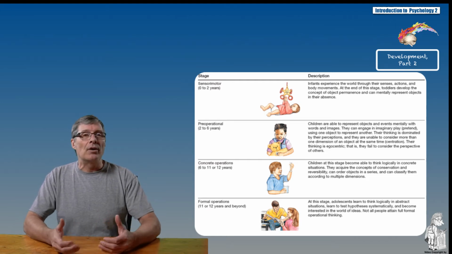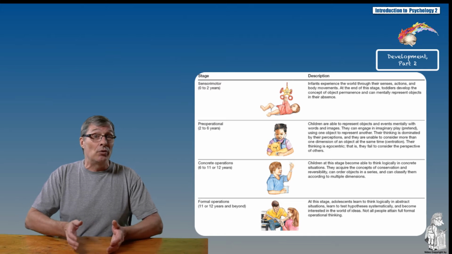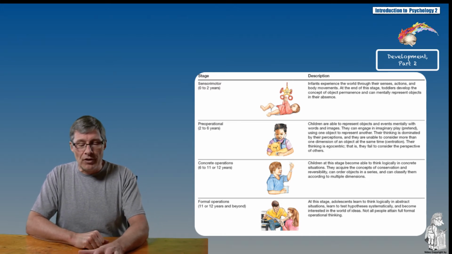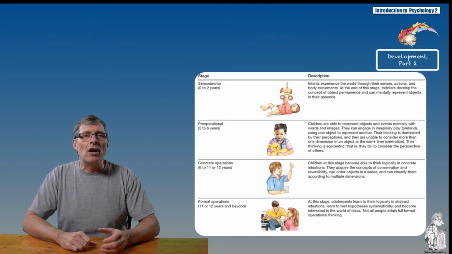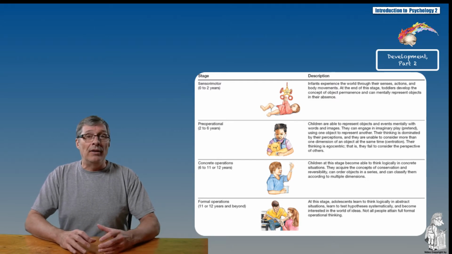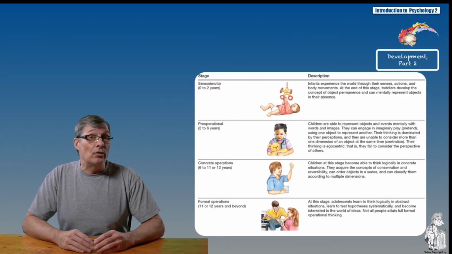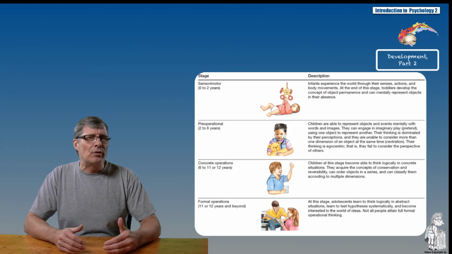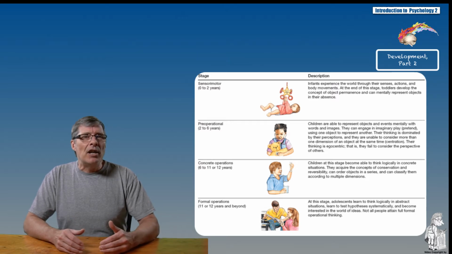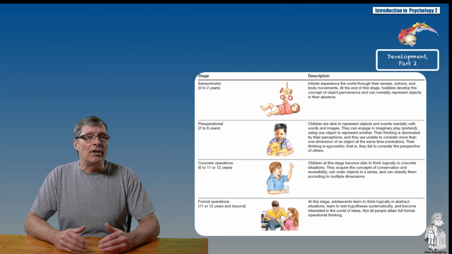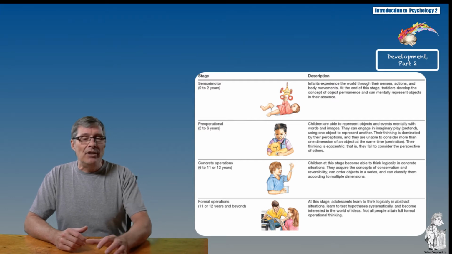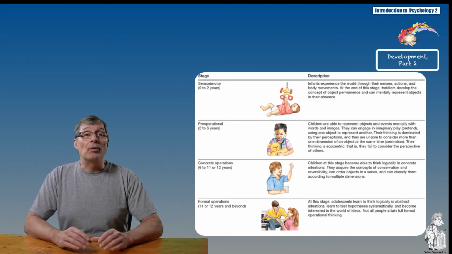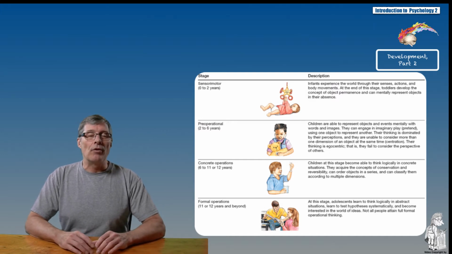Then we get into the concrete operations stage. This is age 7 to 11 or 12. Children acquire the concept of reversibility and conservation and are able to apply logical thinking to concrete objects. Children gradually demonstrate less egocentric thinking at this point, and they come to realize that other people have thoughts and feelings that may be different from their own. They acquire the ability to mentally carry out the operations essential for logical thought.